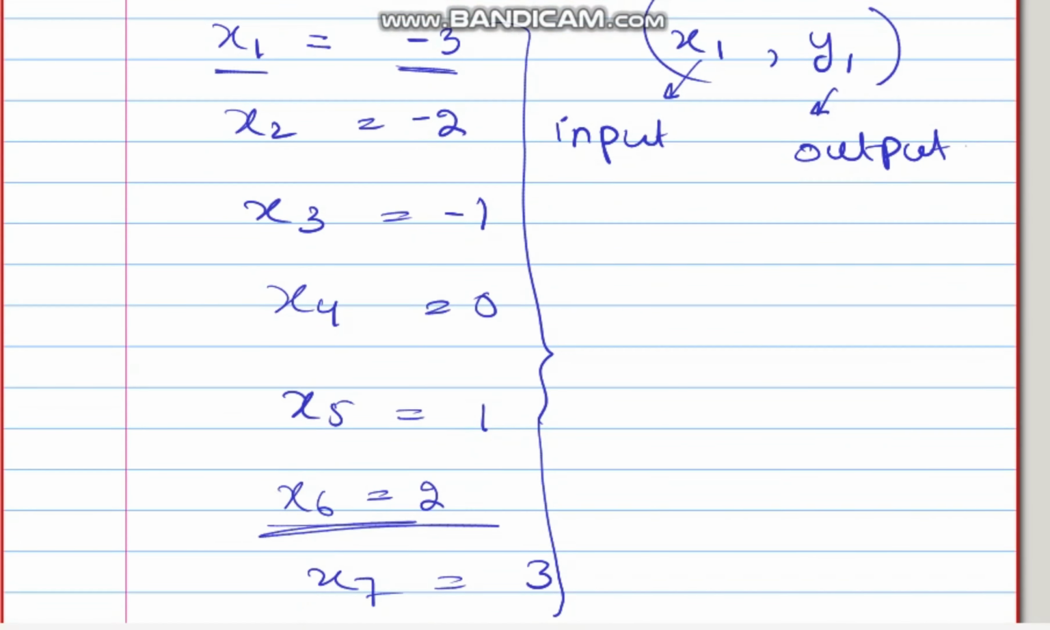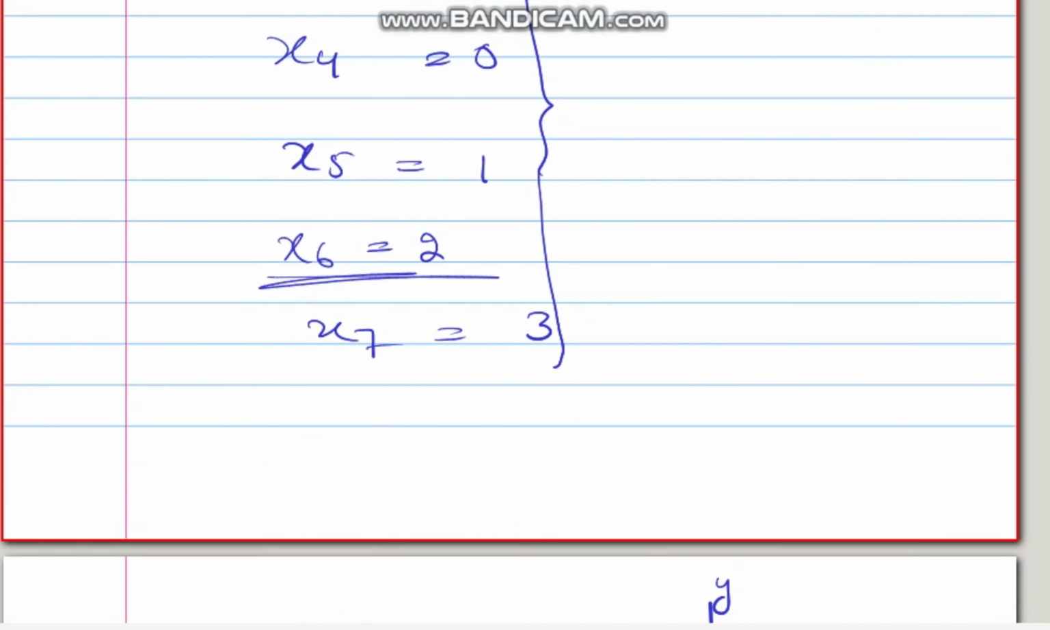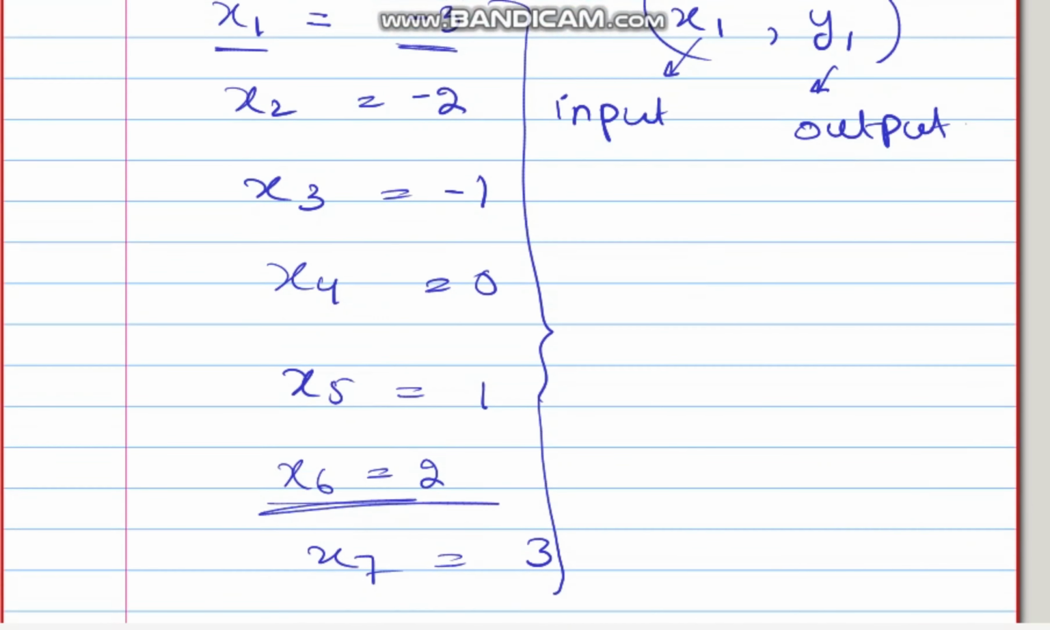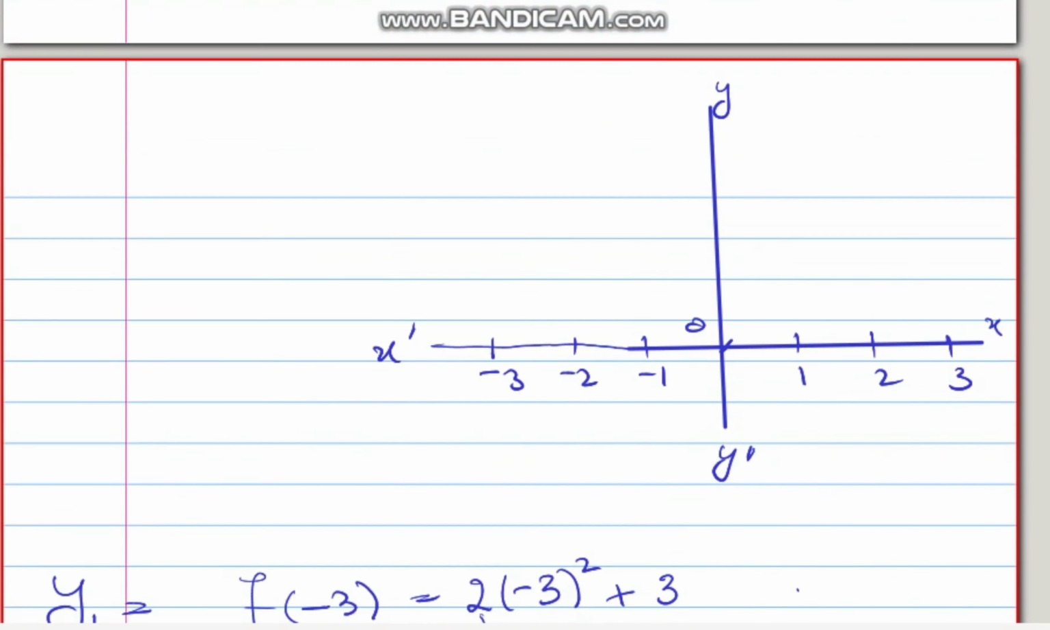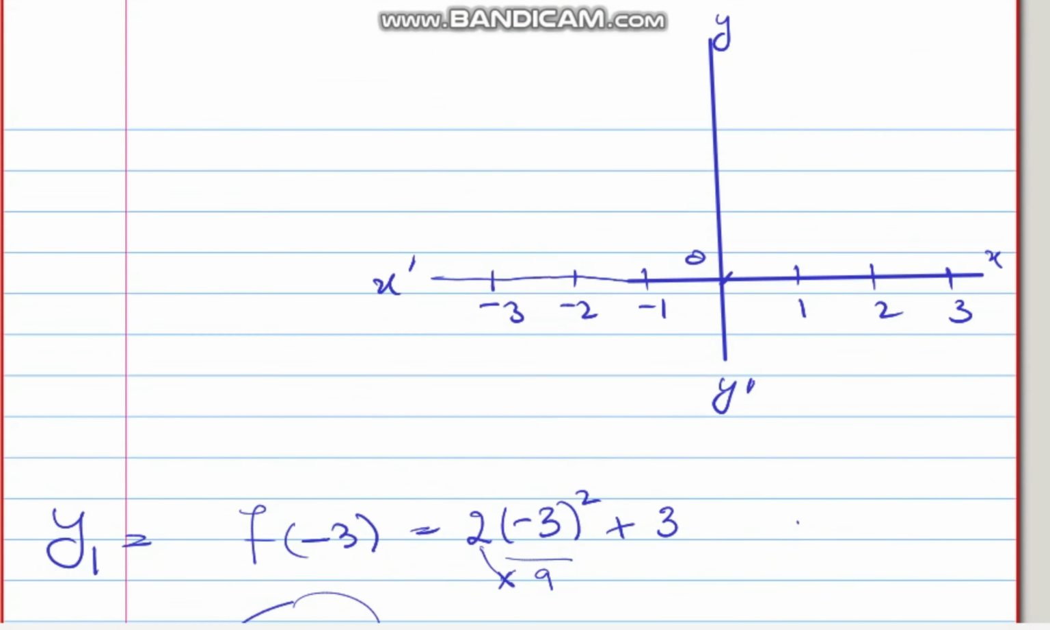So we assume these points: x1 is equal to minus 3, x2 is equal to minus 2, x3 is equal to minus 1, x4 is equal to 0, x5 is equal to 1, x6 is equal to 2, x7 is equal to 3. We assume these inputs. And what will we do now?